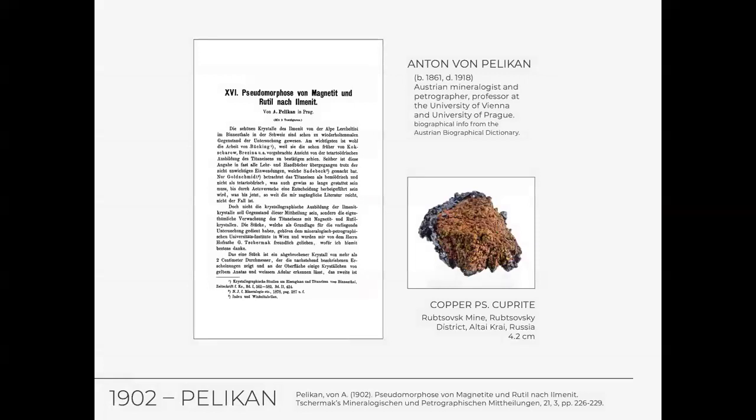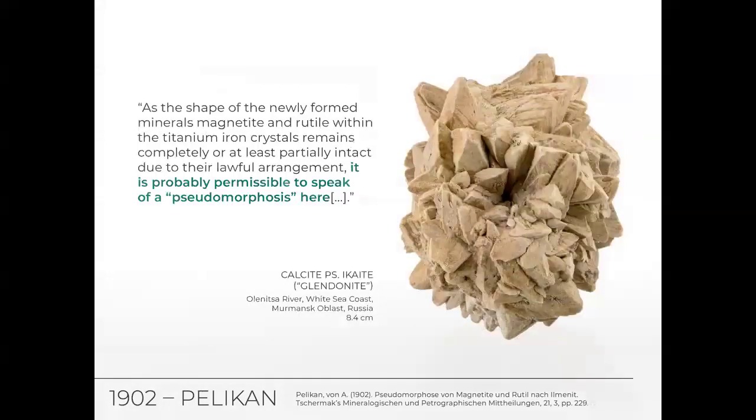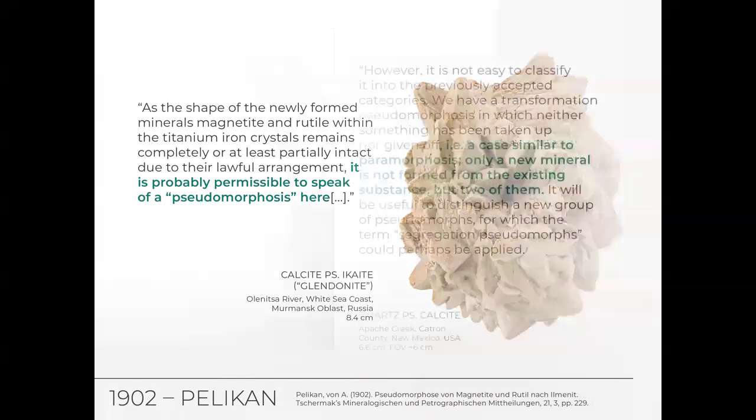Now, in 1902, Pelikan publishes the article Pseudomorphoses of Magnetite and Rutile to Ilmenite. In it, he describes the cross-section of an ilmenite crystal that shows an irregular core of rutile within a shell composed of a mixture of rutile and magnetite. He suggests that this should qualify as a pseudomorph.